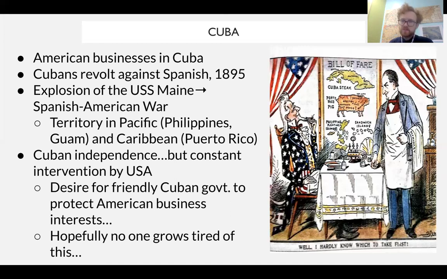However, the USS Maine is going to mysteriously explode. What the heck? It will blow up in Havana Harbor, like boom. It's not really clear why this happens. It might have been just an accident and something blew up. However, there is going to be justification, especially in American public opinion, for war against the Spanish. So we go to war with the Spanish. The United States and Spain fight it out in the Spanish-American War.